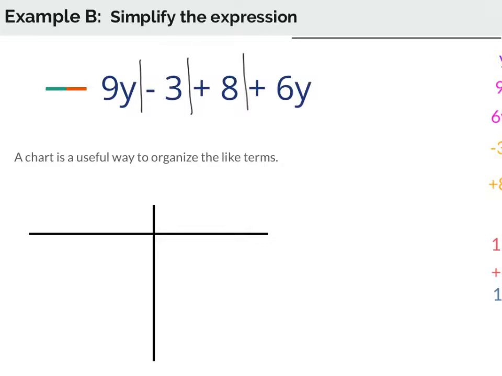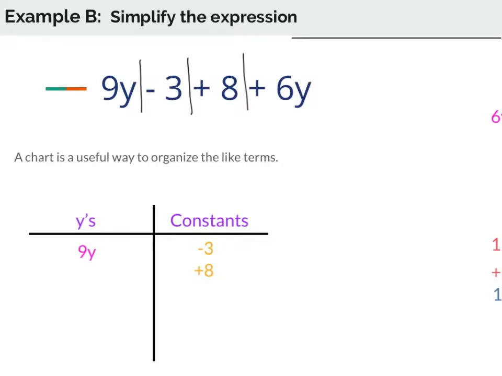So now I need my chart, and it looks like I've got y's and constants. So I'm going to have y's on one side of my chart, constants on the other. 9y is a y. Negative 3, that's going to be a constant. Now notice I drag that sign. I just don't bring down the 3, I make sure to bring down that negative sign too. Plus 8, again, make sure that I bring down my sign because when I go to add them, I need to know whether they were negative or positive.